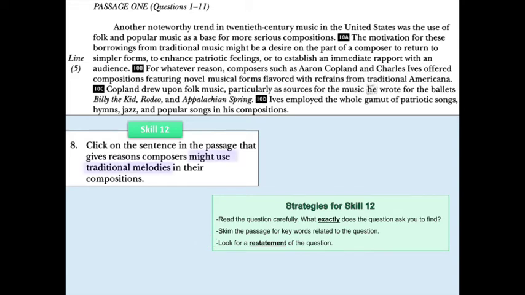So here, our keywords are "might use traditional melodies." Here, we see traditional music. Music and melodies are synonyms. "Might be" and "might use." Very close. Let's look. The motivations for these borrowings from traditional music might be. Yes, this is our sentence. This is the answer. Line 3.